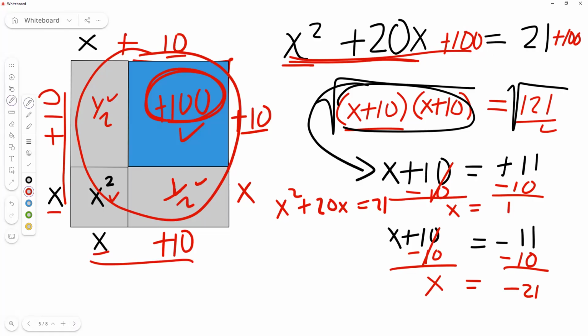All right, now I'm going to do a couple more examples so that hopefully you guys see what we're doing, but that's it. Once you know the area of a square, you can always figure out the side. That's the key to completing the square.